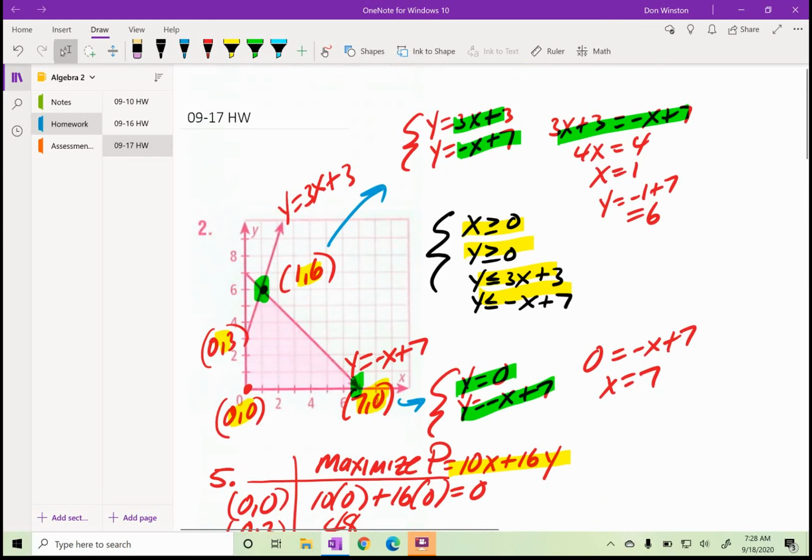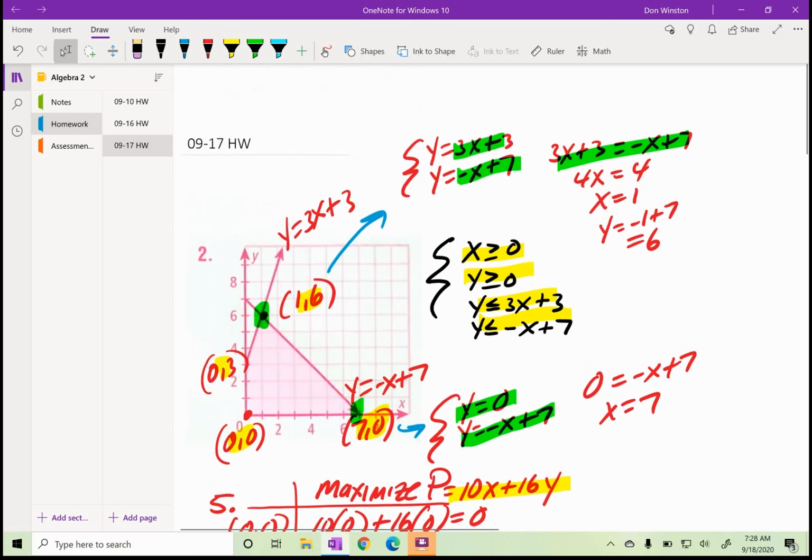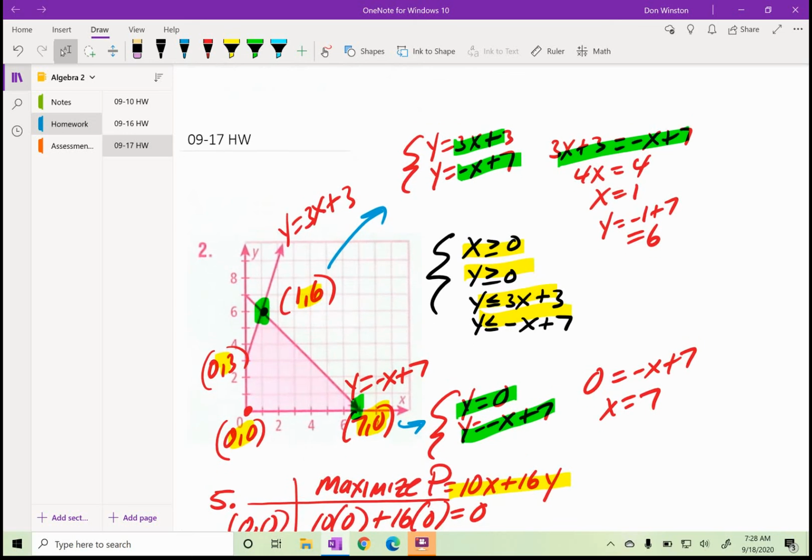And again, you should write a system of equations to verify the intersection. Okay, it doesn't hurt. It helps you because I've seen students make mistakes in drawing the lines. I mean, I have.